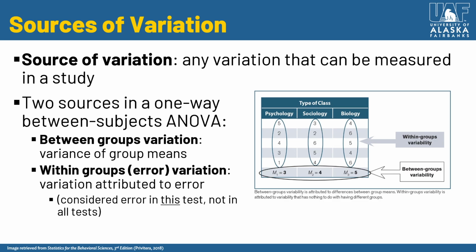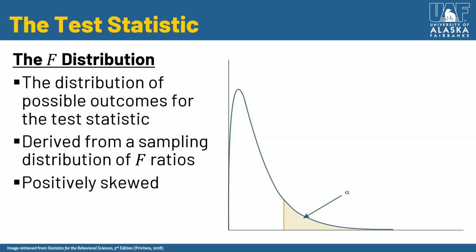If that's confusing, my advice would be to not focus on the why and instead just focus on the what, or the how, I guess, which is how we'll analyze it. And in this context, just note that if we talk about error variation, we're referring to within groups variation, right? So those are the two primary sources of variation in this test.